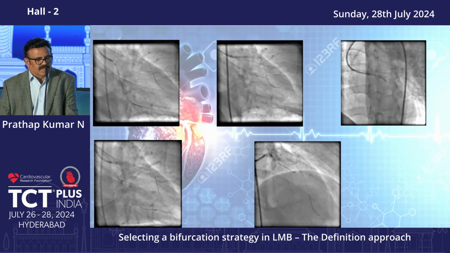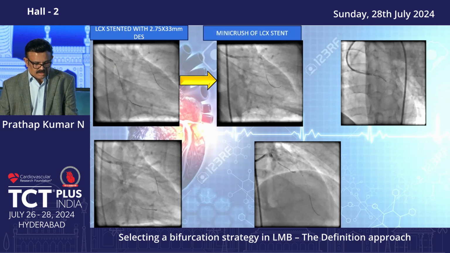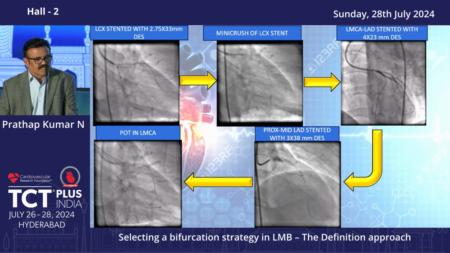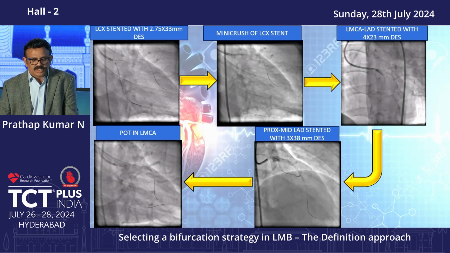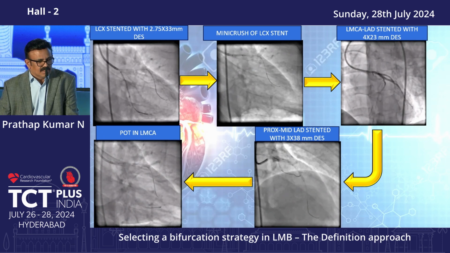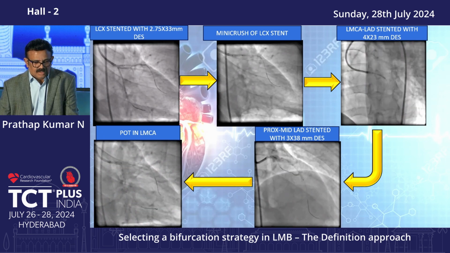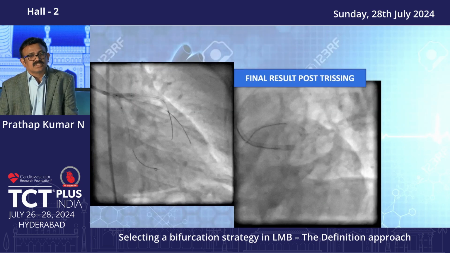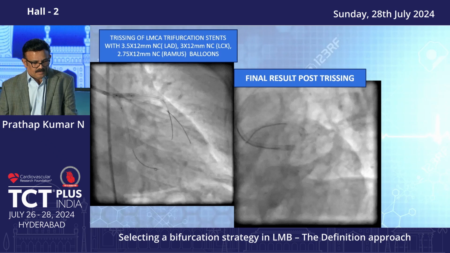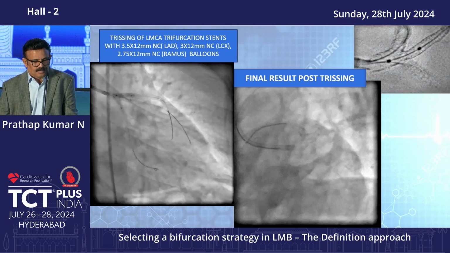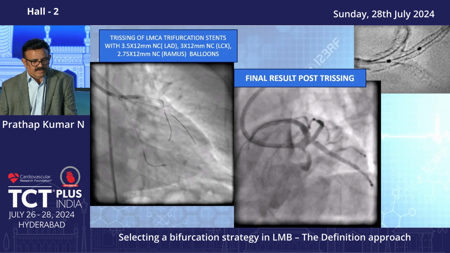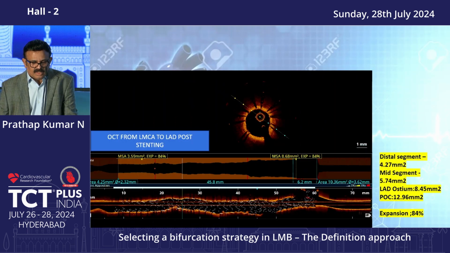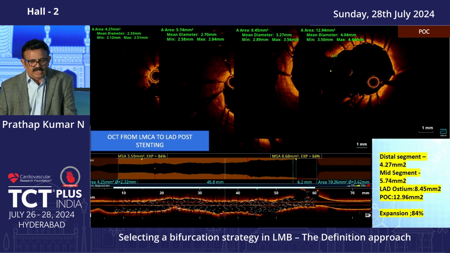We did an IVUS assessment of LAD. Okay, there is a stent, circumflex stent, mini crush, LM-LAD stent. You can see that POT in LMCA. Then final post dilatation done. This was the final result. OCT done to understand what is the area. This is actually the LAD area. We got very good area in the LAD part.